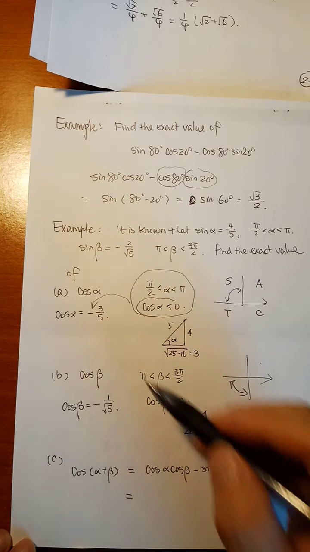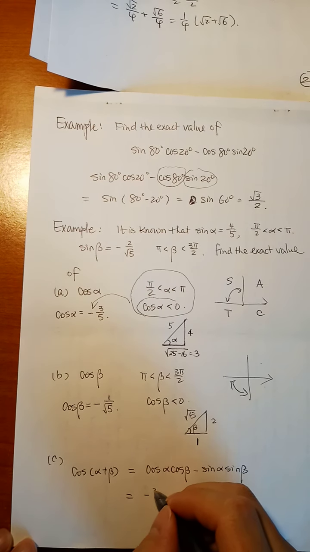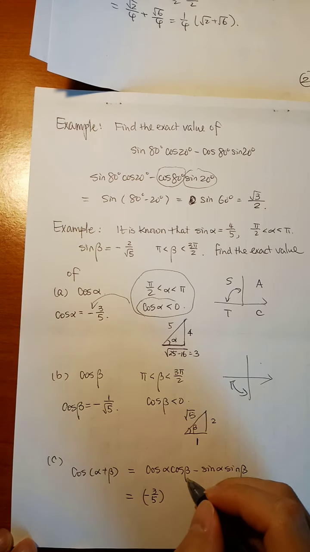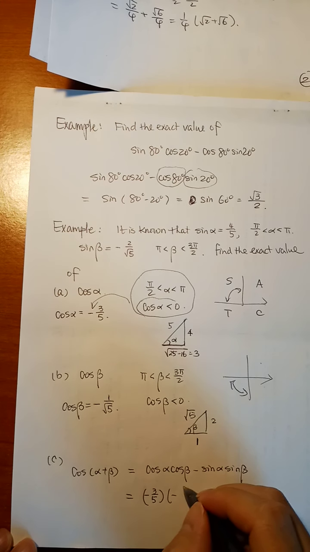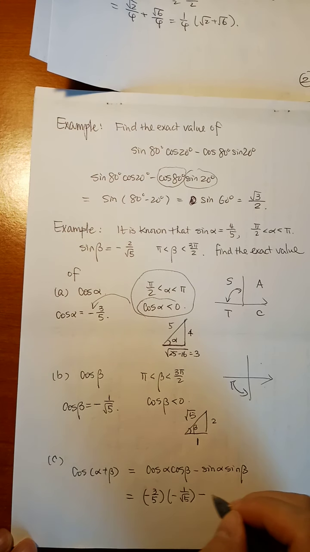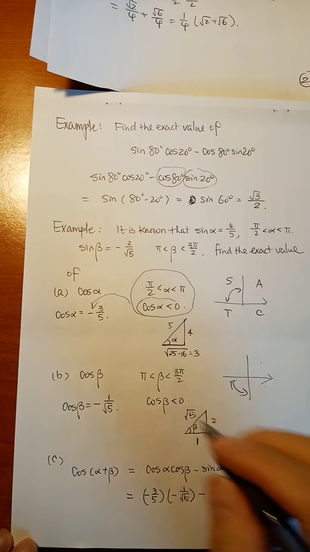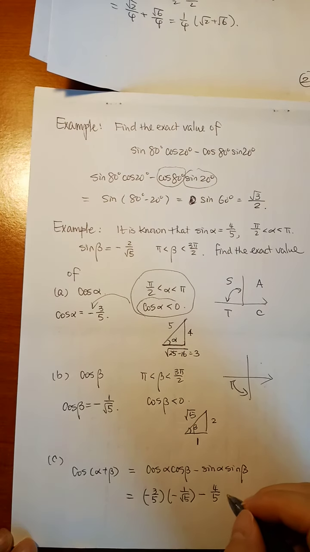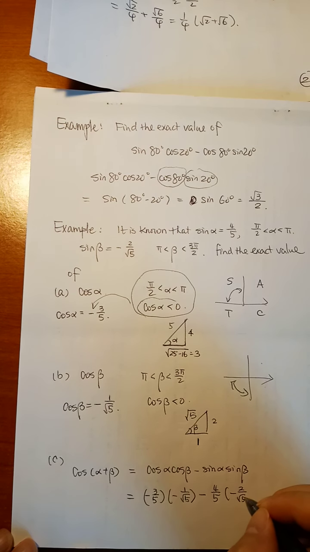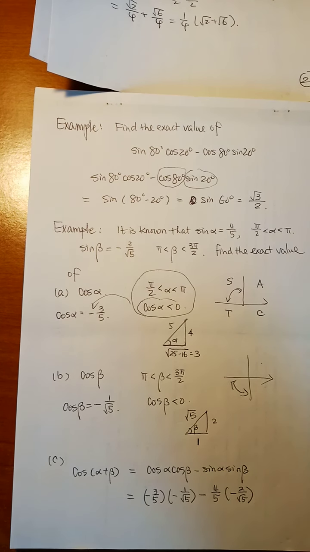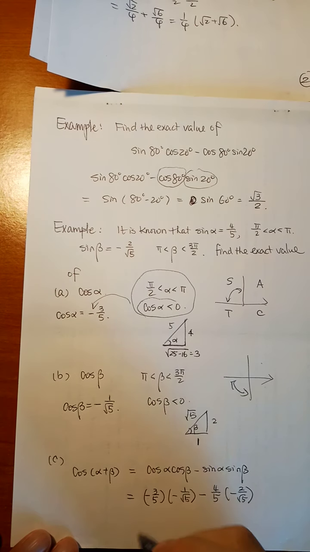Now let's plug in: cosine alpha, negative 3/5, cosine beta, negative 1 over root 5, minus sine alpha, 4/5, sine beta, negative 2 over root 5. Right? Okay, so the negative signs cancel.